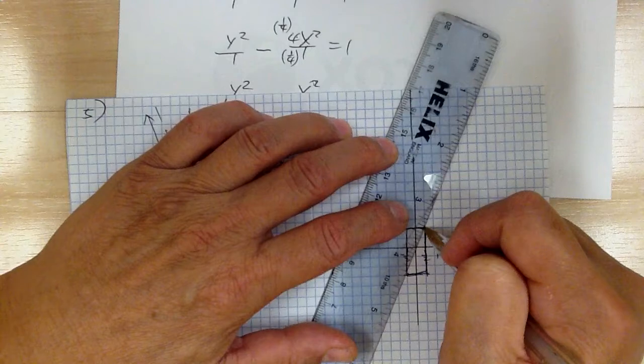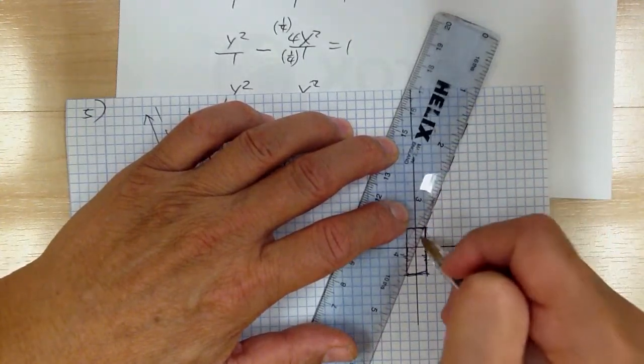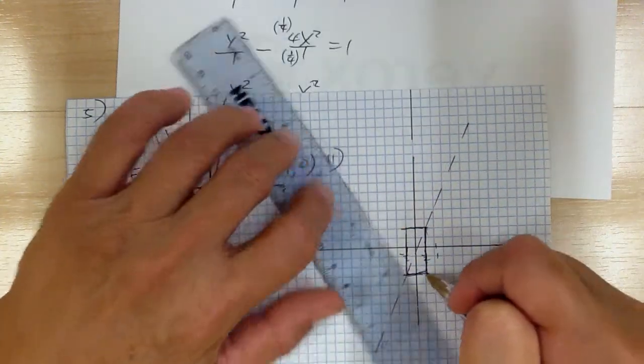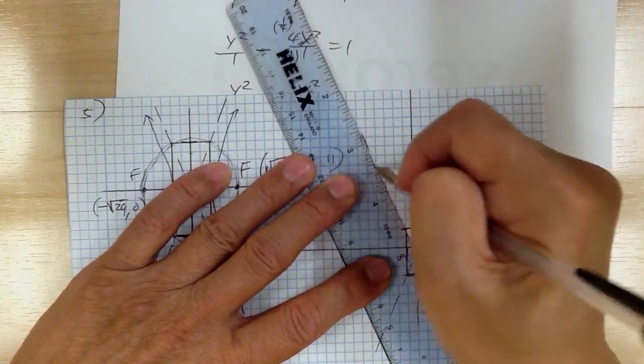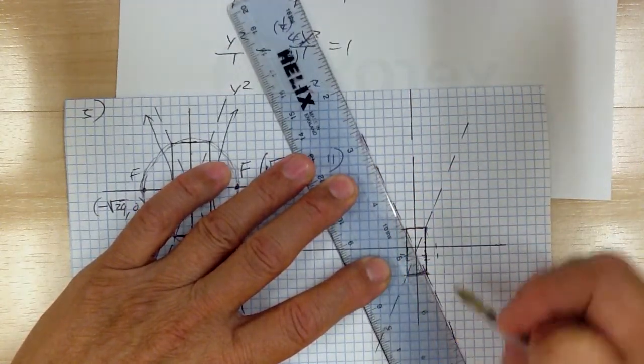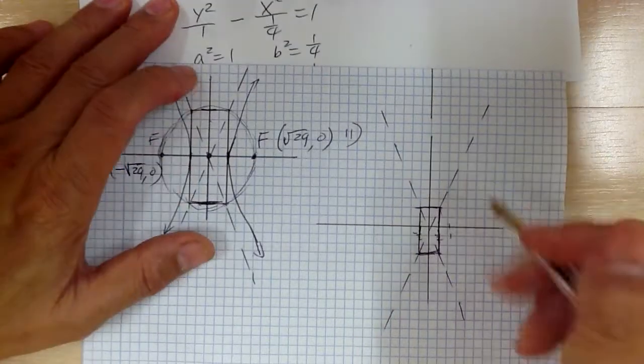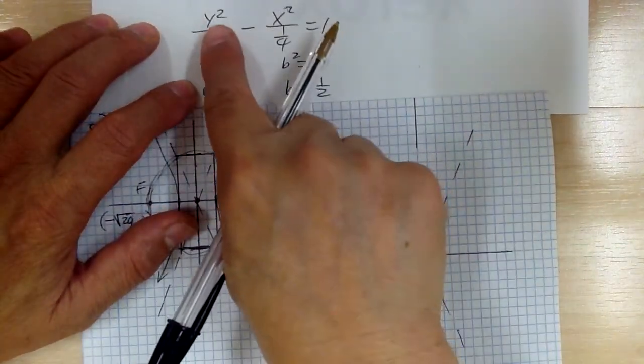So you can readjust your scale. Normally you don't, but if the graph is too big or too small, then you have to do adjustments. Okay. So now you do the graph. The graph is going to be in the right direction.